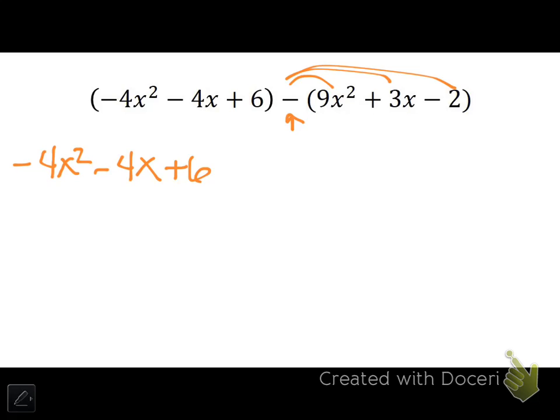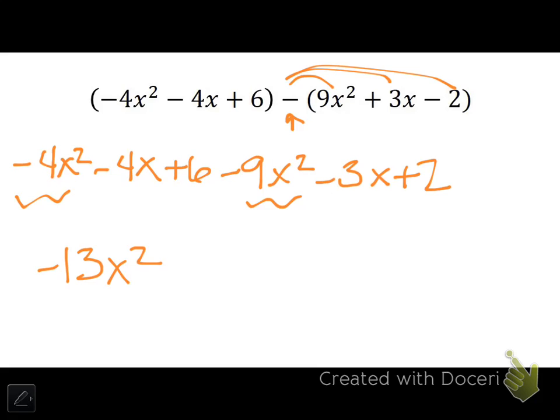Okay, so it's going to flip all my signs. So this is going to become a negative 9x squared, negative 3x, positive 2. Combine our like terms, so let's do x squareds. Negative 4x squared minus 9x squared is negative 13x squared. Negative 4x minus 3x is negative 7x. 6 plus 2 is 8.